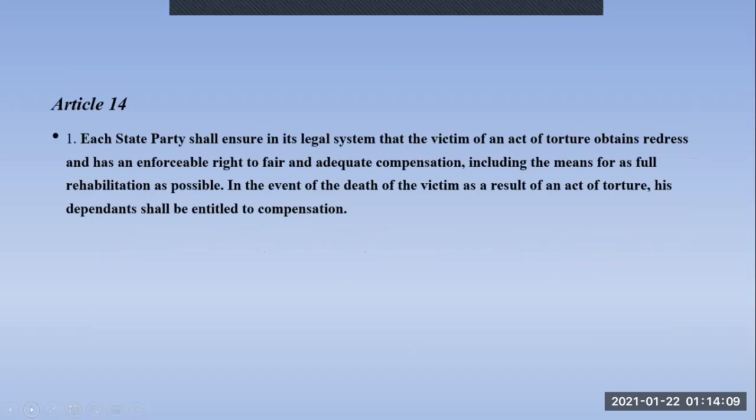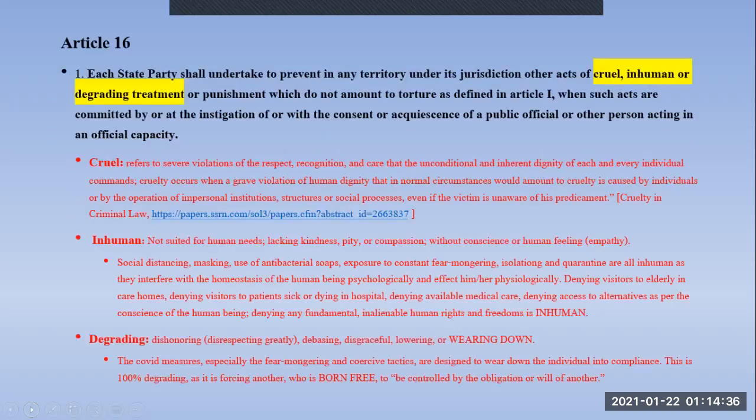Article 14 states that each state party shall ensure in its legal system that the victim of an act of torture obtains redress and has an enforceable right to fair and adequate compensation, including the means for a full rehabilitation as possible. In the event of the death of the victim as a result of an act of torture, his dependents shall be entitled to compensation.